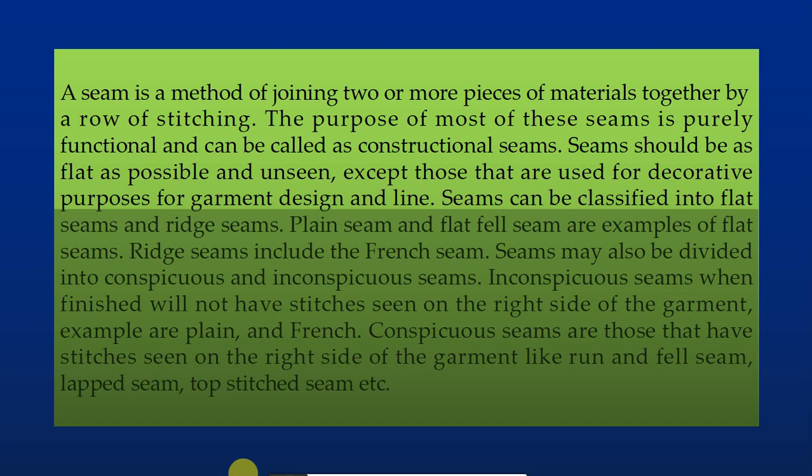Plain seam and flat fell seam are examples of flat seams. Ridge seams include the French seam. Seams may also be divided into conspicuous and inconspicuous seams. Inconspicuous seams, when finished, will not have stitches seen on the right side of the garment; examples are plain and French. Conspicuous seams are those that have stitches seen on the right side of the garment, like run and fell seam, lapped seam, top stitched seam, etc.